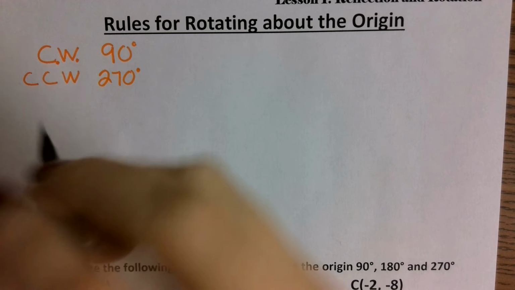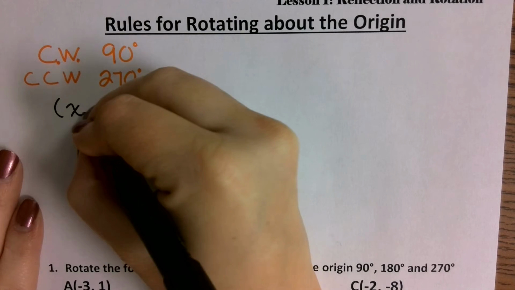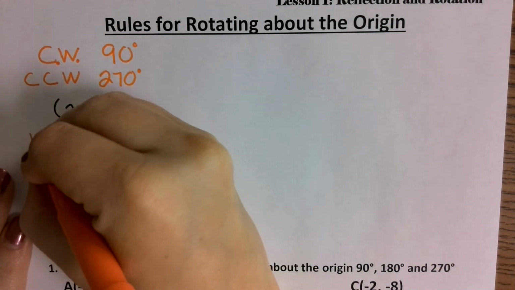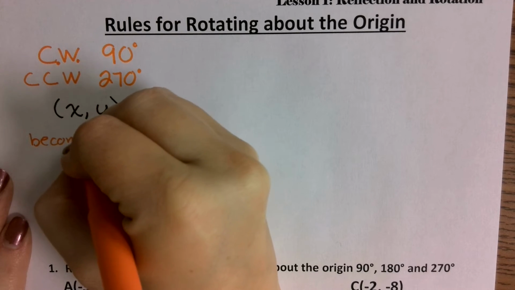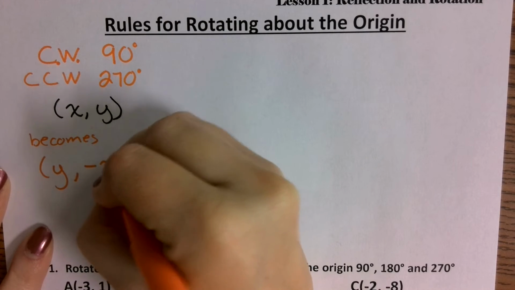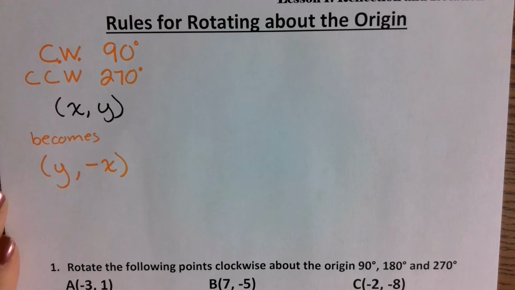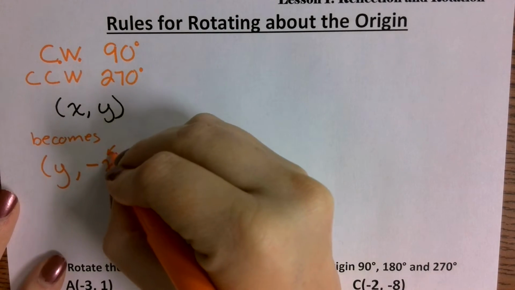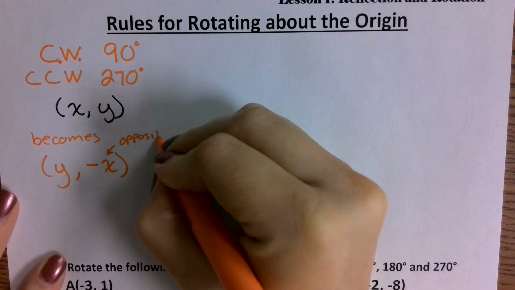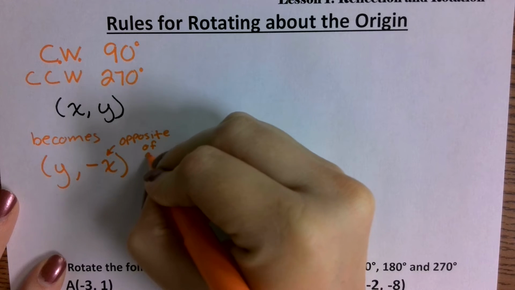So if I start at a point (x, y), then what happens, it becomes the point (y, opposite of x). So remember, and I'm going to even draw an arrow here, what this means is that means opposite of x.